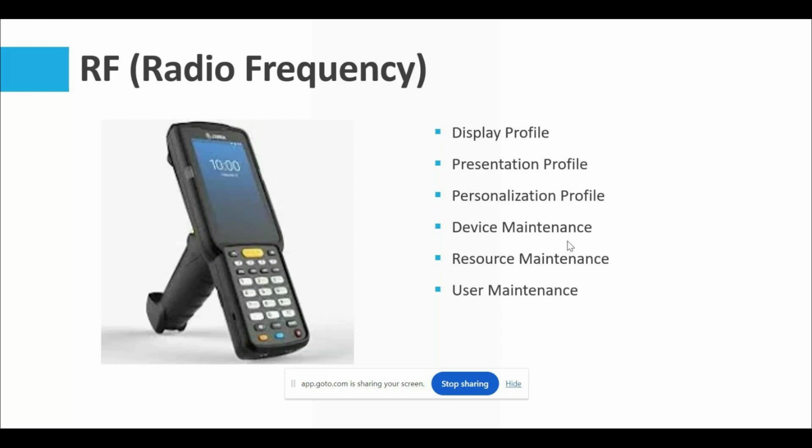because this display profile is a setting which will be used for a device. Whether it is one device or multiple devices in the warehouse, the display profile decides which profile needs to be activated for that particular RF application. So that is important. Now, the second level of hierarchy is the presentation profile.